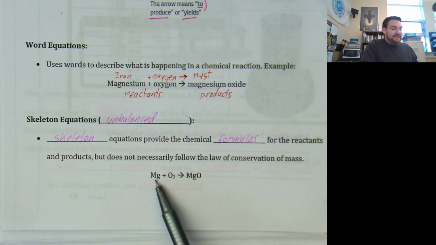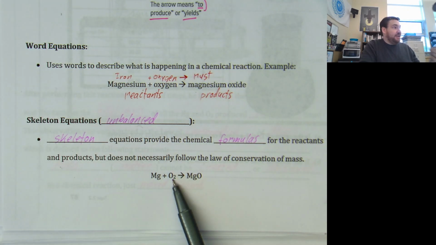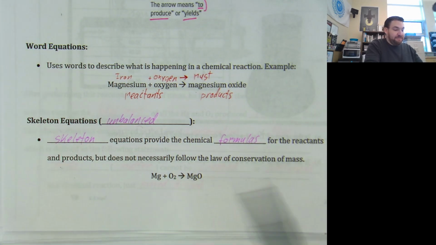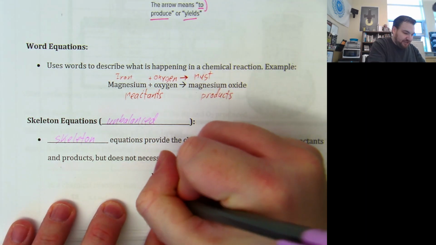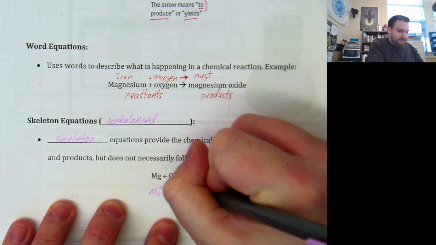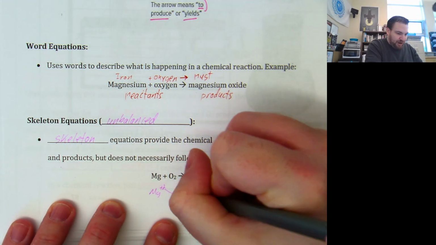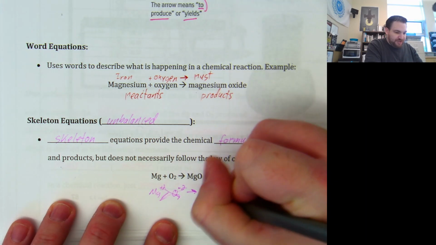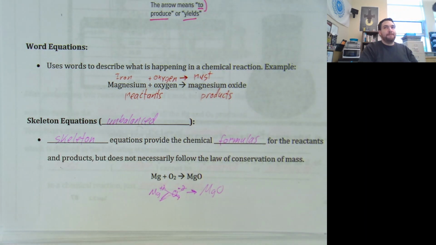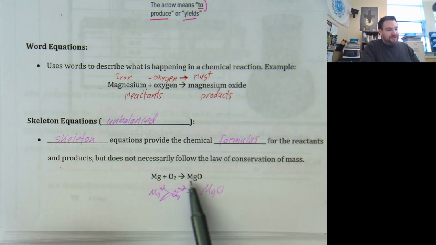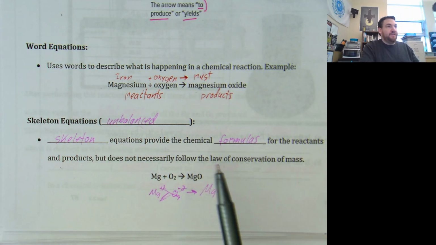When you react the magnesium with the oxygen, you also saw when I was getting you guys to write formulas for the names of things, that magnesium has a charge of +2, oxygen has a charge of -2. So when you swap and drop and reduce these things, you produce MgO. But does what we've written down here for the skeleton equation follow the law of conservation of mass?